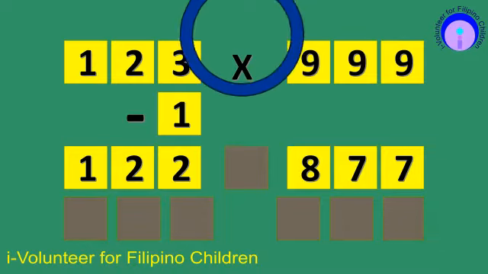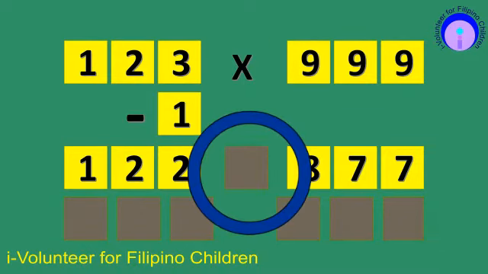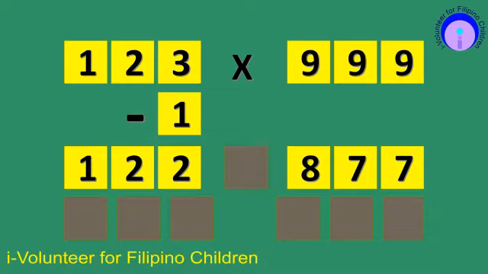But wait, para saan to? Yan ay masasagot sa susunod na lesson kung saan yung number of digits ng 9 series ay mas madami kaysa sa number nating imumultiply. And now, here is the final answer. 122,877.